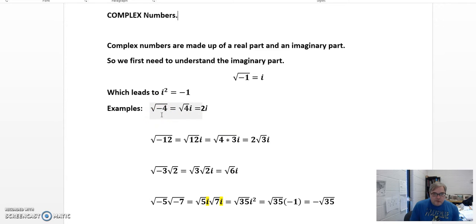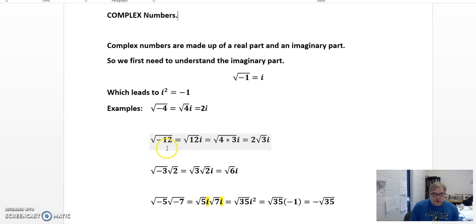So square root of -4, most of your calculators are going to flag that as an error. But the reality is I can rewrite that as the square root of 4 times i, because the square root of a negative gives me an i. Then I simplify the radical. Square root of 4 is 2. So the square root of -4 is 2i.